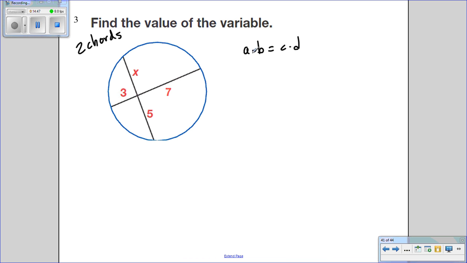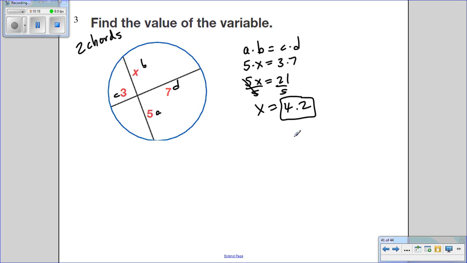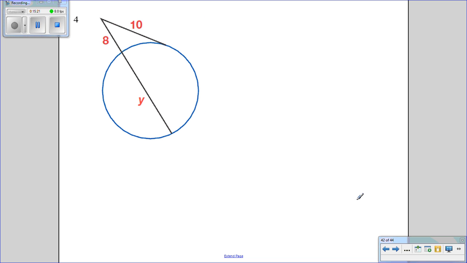Now A and B are from the same chord, so let's call this A and this B, and let's call this chord the C and the D. So it's 5 times x equals 3 times 7. So do the math here. That'd be 5x equals 21. Divide by 5. And x equals 21 divided by 5, 4.2. That one's pretty easy.